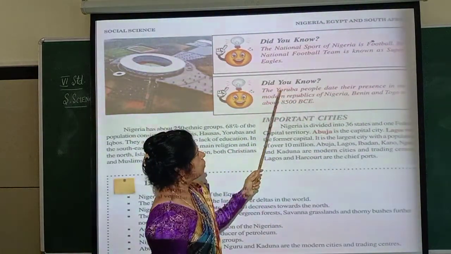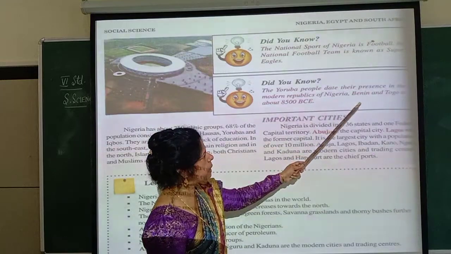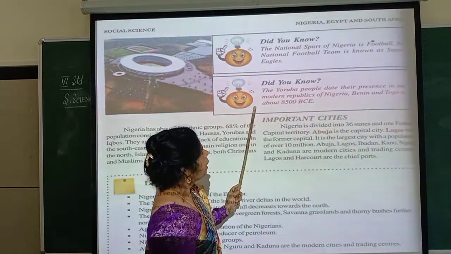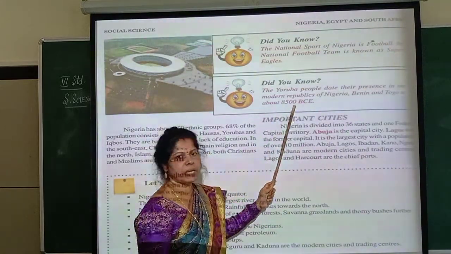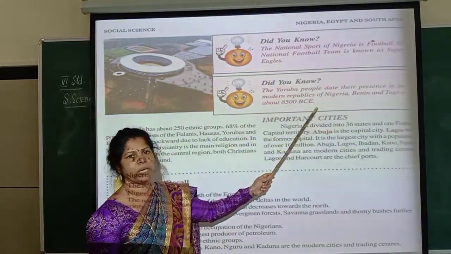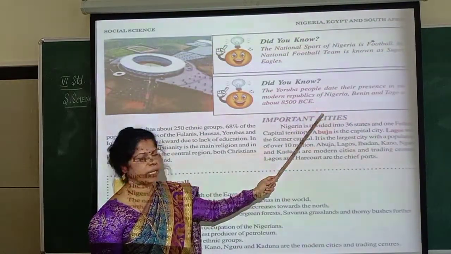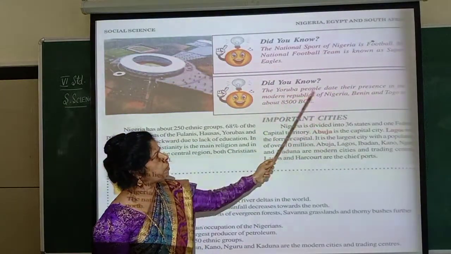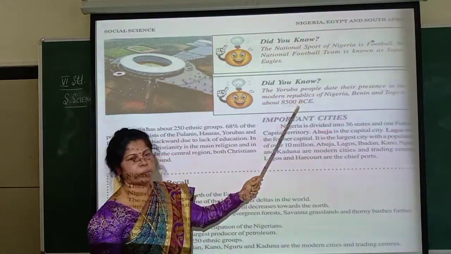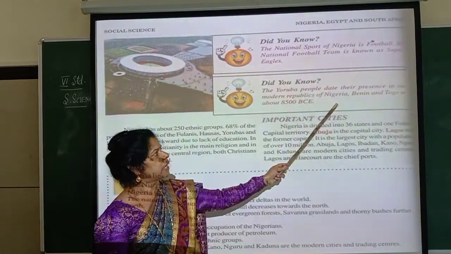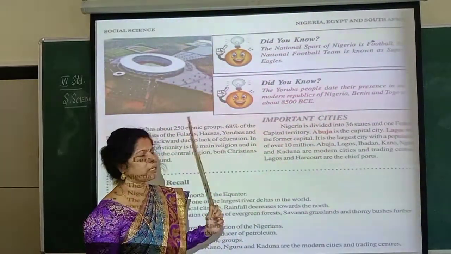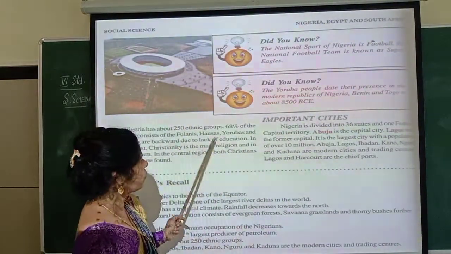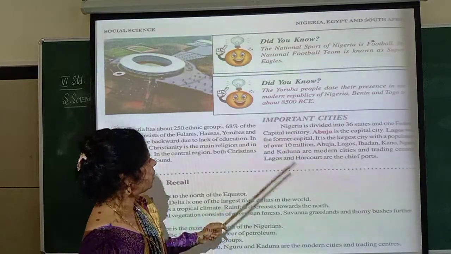Then, did you know the Yoruba people date their presence in the modern republics of Nigeria, Benin and Togo to about 8500 BCE, before Common Era? BC is before Common Era. That time itself, the Yoruba people date their presence in the modern republics of Nigeria, Benin and Togo. These are all the different places. They have got the relationship. Do you understand? So now let us see about the important cities.